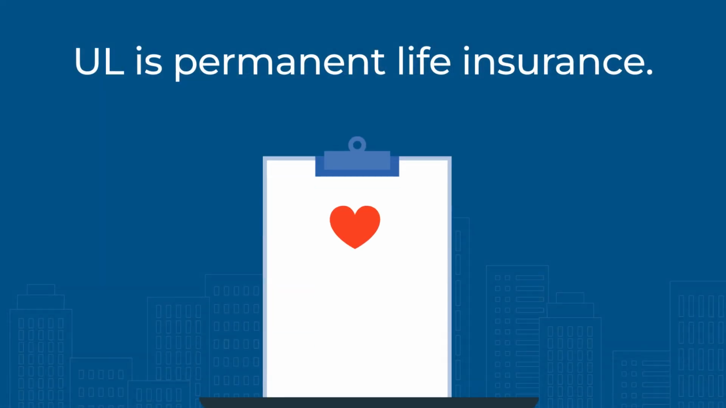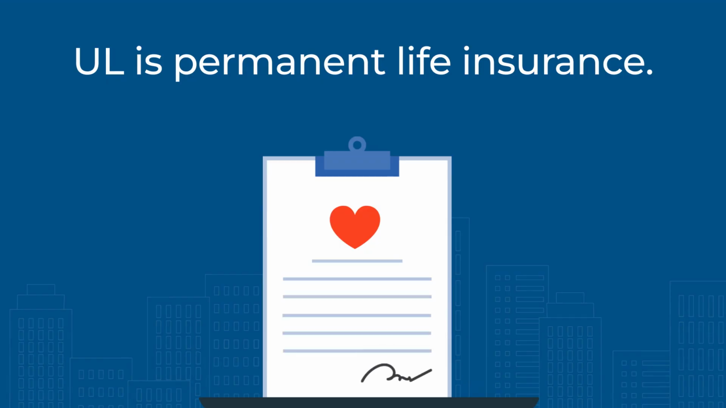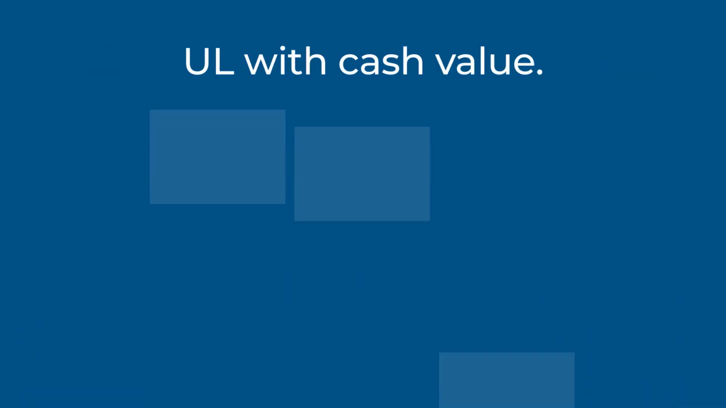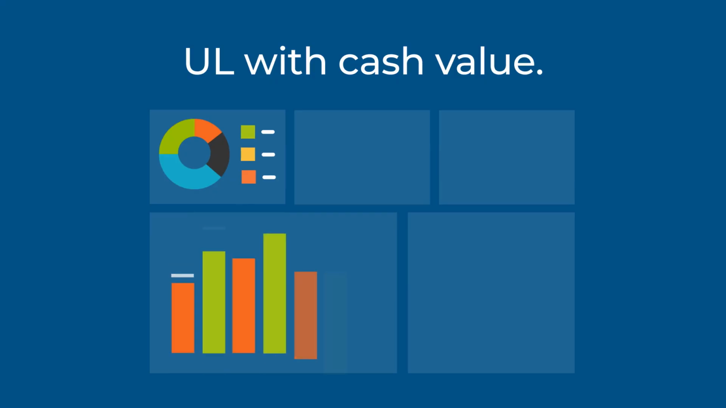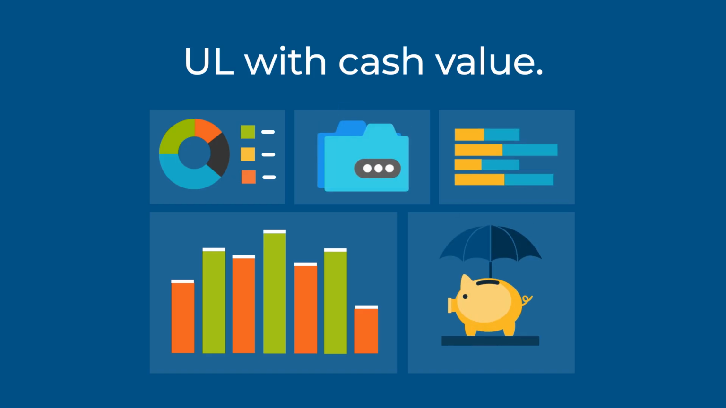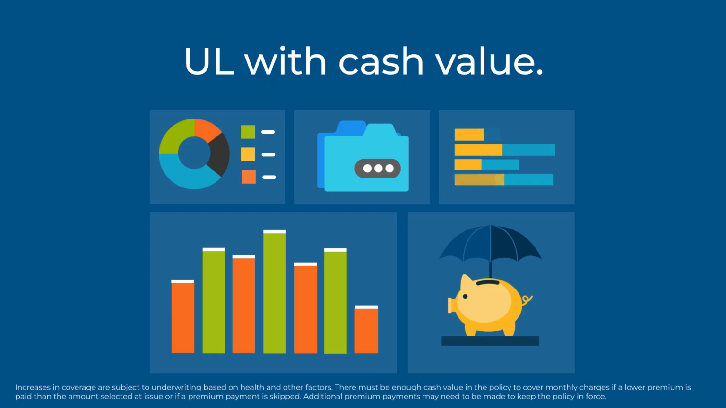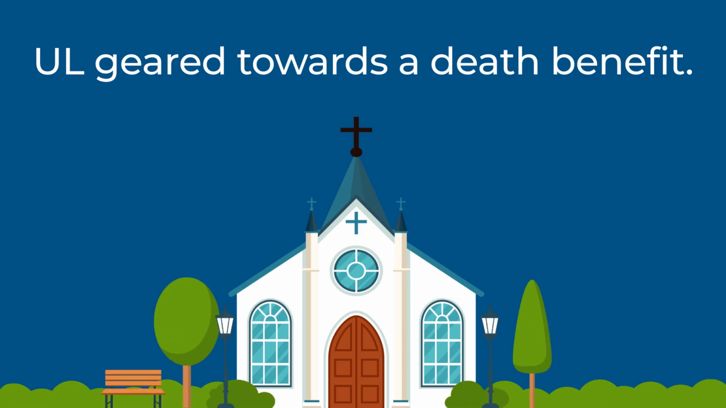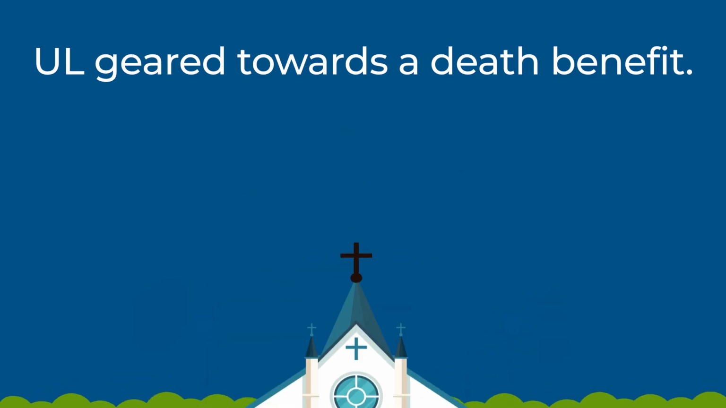Universal life is permanent insurance with adjustable premiums and, within limits, an adjustable death benefit. One variation is indexed UL with cash value tied to market index performance and downside protection from market fluctuation through a minimum interest rate guarantee. While the policy's cash value may be affected by changes in the index, it does not directly participate in the stock market. Another variation is guaranteed UL geared mainly to the death benefit. Flexibility is powerful, but it requires active monitoring because fees and crediting rates affect long-term performance.